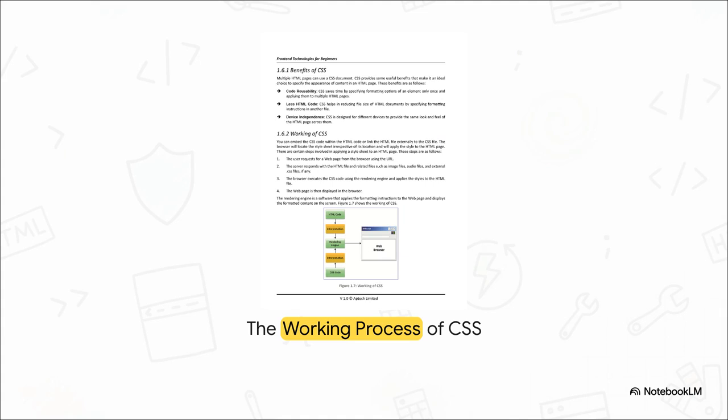The journey starts when you, the user, request a web page via a URL. The server fires back with the HTML and any linked CSS files. But step 3 is where the magic happens. The browser's rendering engine steps in, executes those CSS rules, and applies the formatting directly to the raw HTML. That process right there is what creates the visual layout you actually see on your screen.